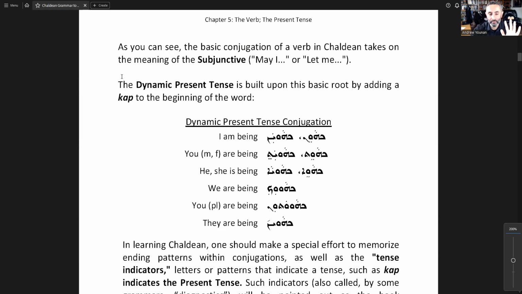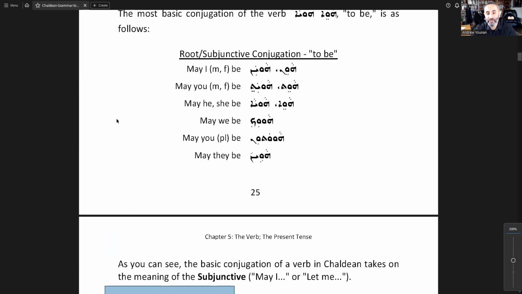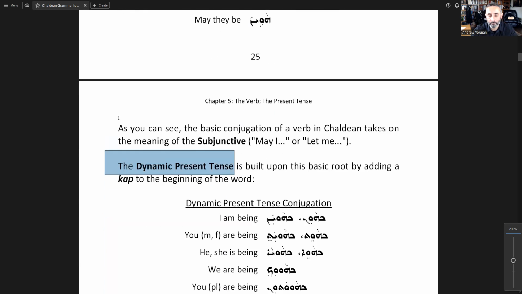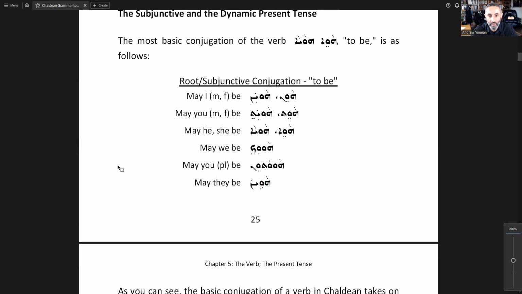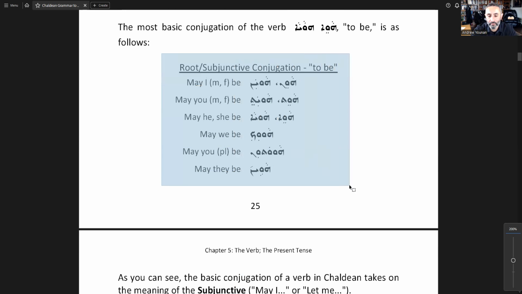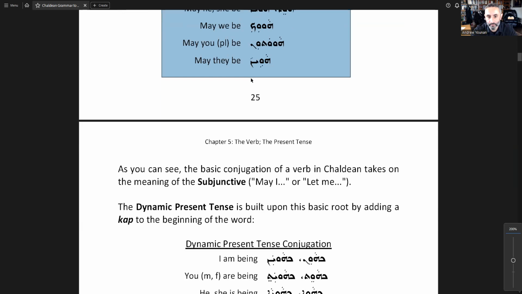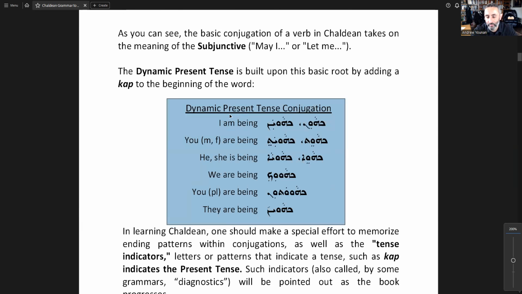Don't feel overwhelmed. I'm going to also give you the present tense of to be. What if I don't want to say may I be? What if I want to say I am being? It is built upon this basic group by adding a kap to the beginning of the word. Best news you heard all day. If you want to make a present tense, all you do is take the subjunctive exactly as it is. If you have this memorized, you take the subjunctive, and all you do is put a kap at the beginning, and you have the present tense.